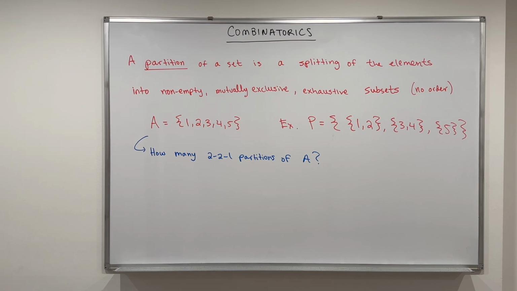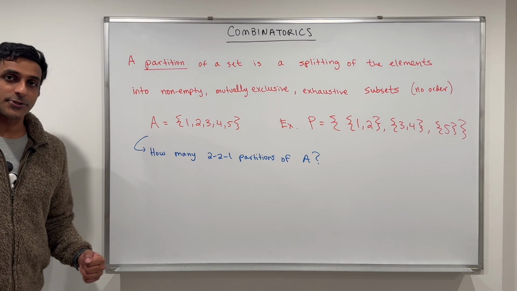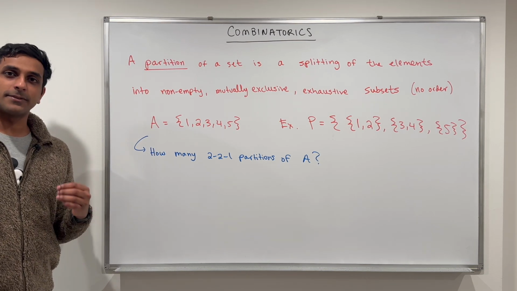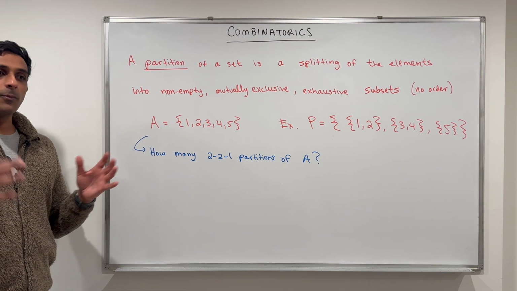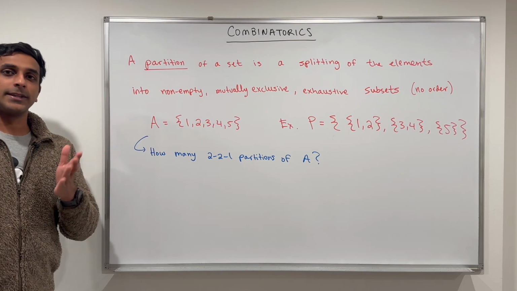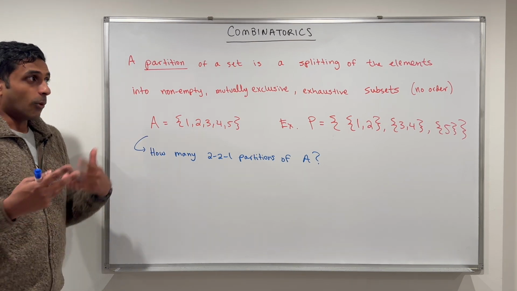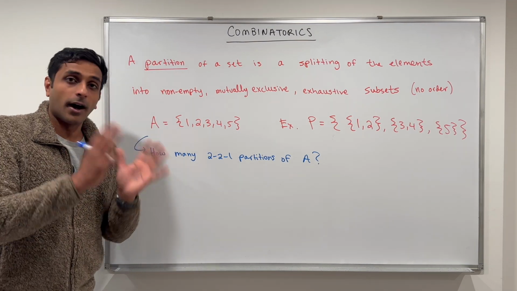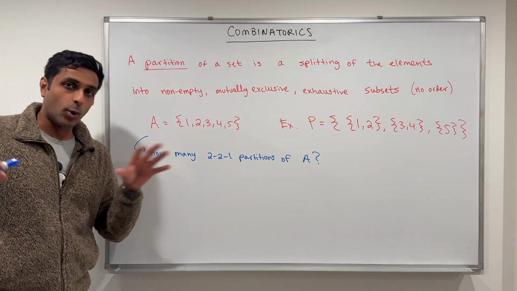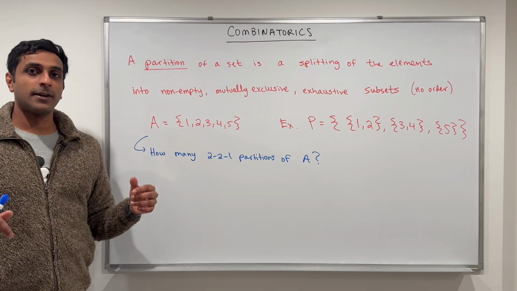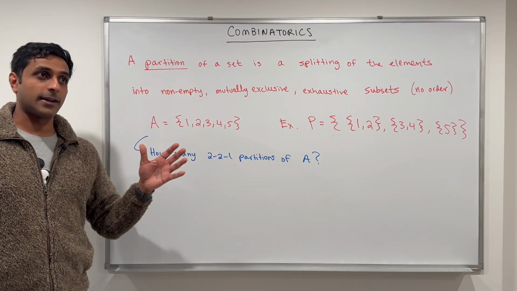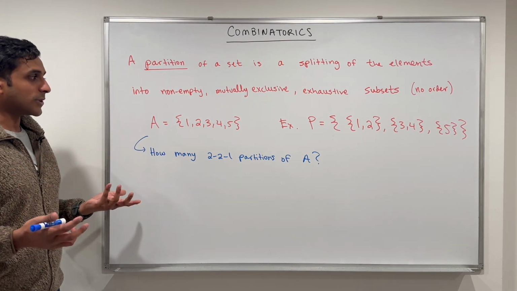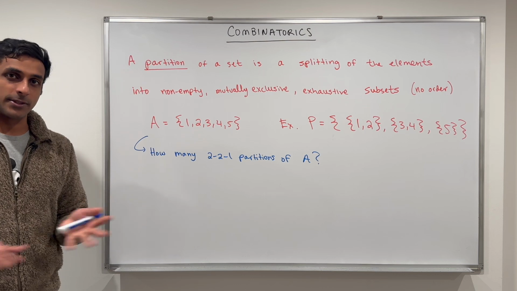Okay, one final idea that's worth really mastering is the idea of a partition of a set. A partition of a set is basically some way of grouping together the elements of a set. More formally, it's some way of splitting up the elements into non-empty subsets that have no overlap to them, so they're mutually exclusive, and they're also exhaustive, meaning that the union of all of them gives you the entire set. But again, more intuitively, it's just some way of grouping together the things in the set.